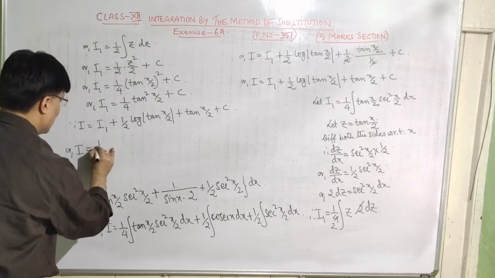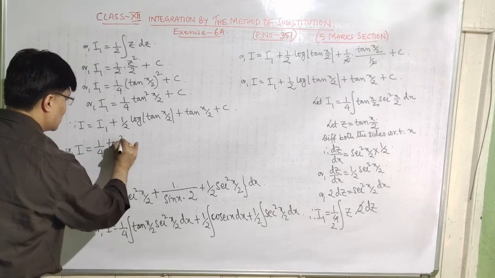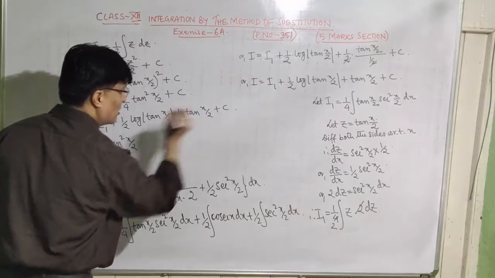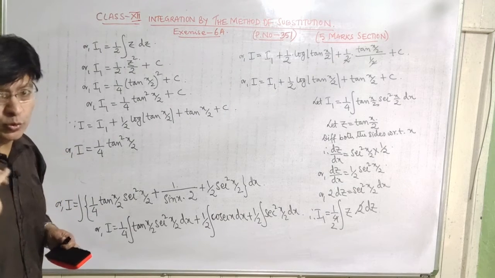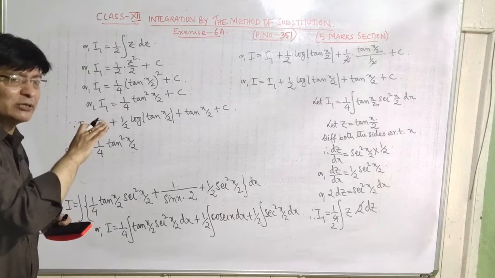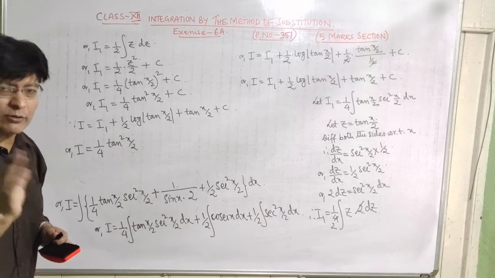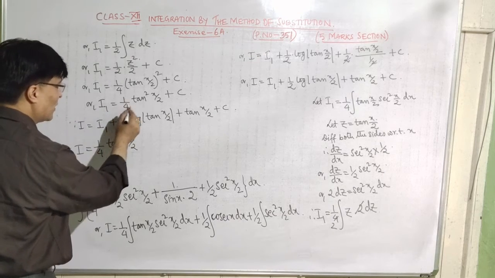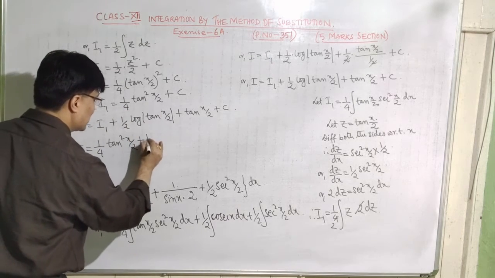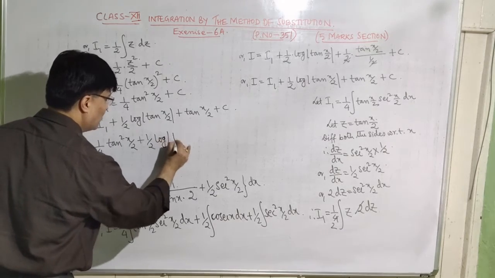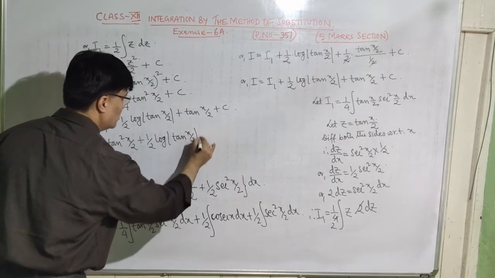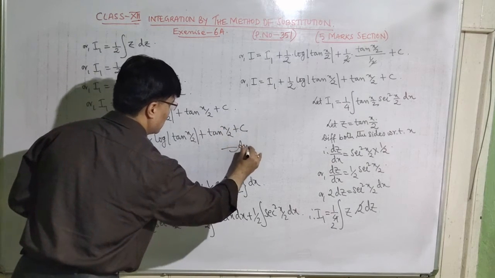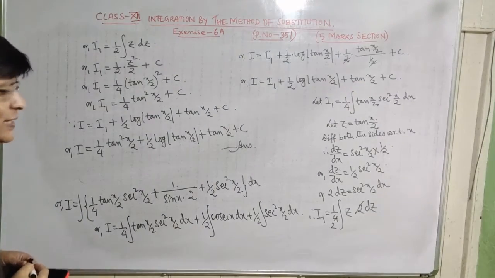What is I1 here? 1/4 tan square x by 2. Again c, you don't have to put c out here because c is already written here. Only one c will do. Okay, only one constant of integration is enough, you don't need two constants of integration. So don't write here c. Okay, so what is I1 here? 1/4 tan square x by 2 plus, what is the second term? Half log within mod, that is tan x by 2 plus, this is tan x by 2, then plus c. So this is the final answer.